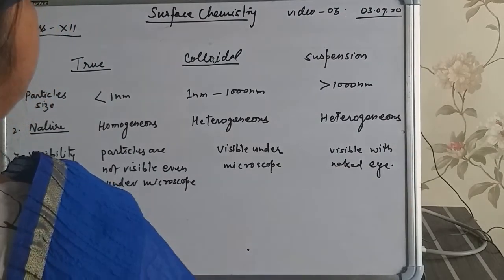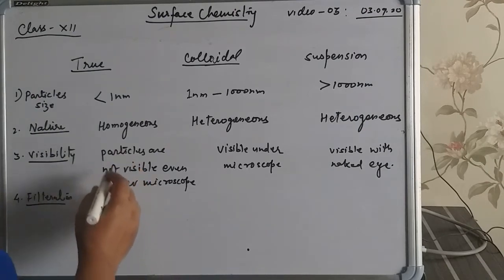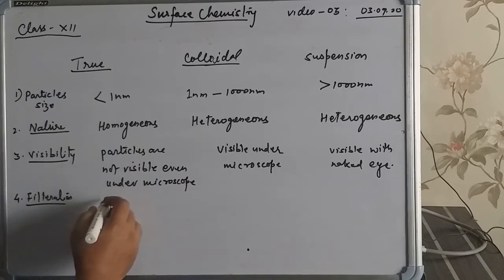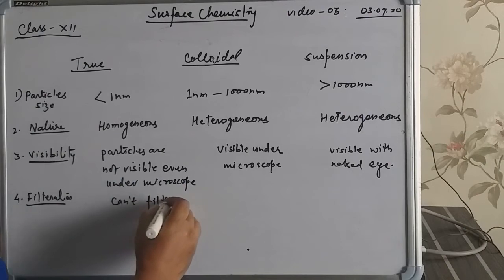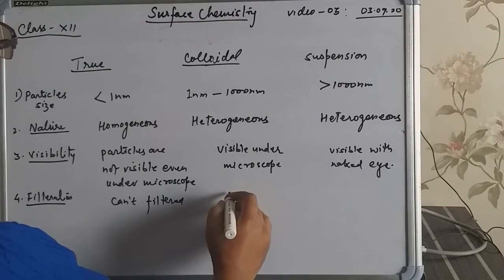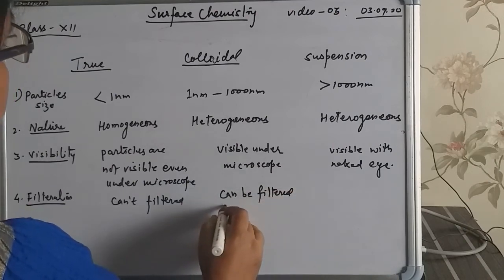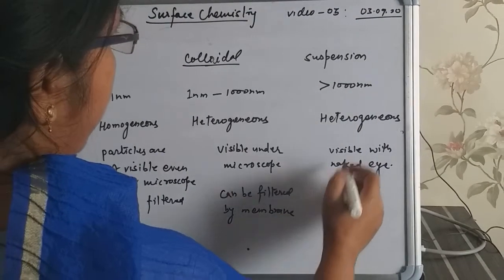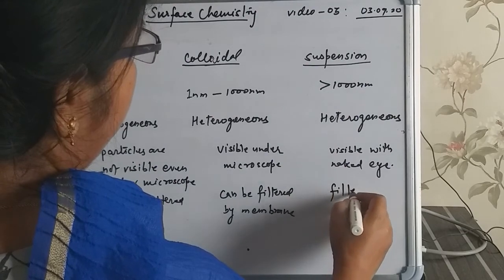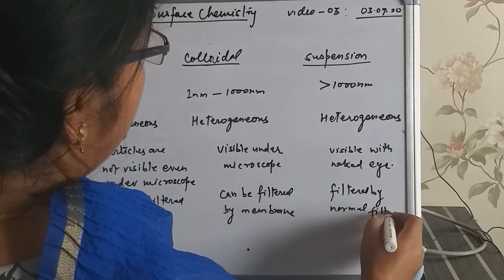If we talk on the basis of filtration, the size of particles of true solution is very small, so it can't be filtered, but in case of colloidal solution, it can be filtered by membrane, and the suspension particles are filtered by normal filter paper.